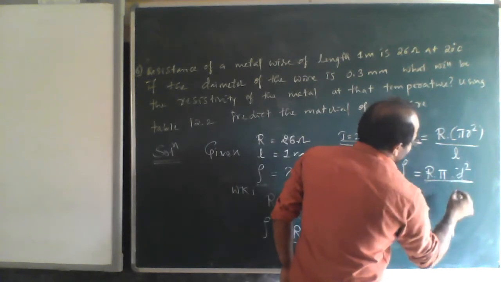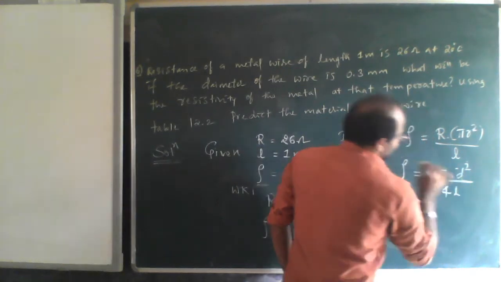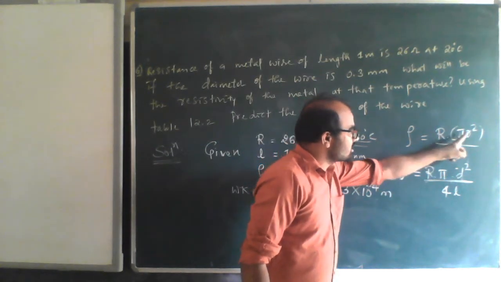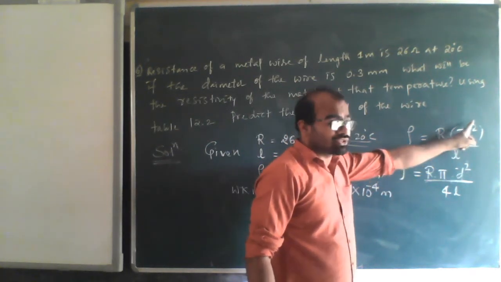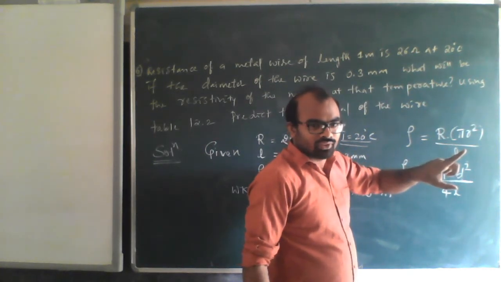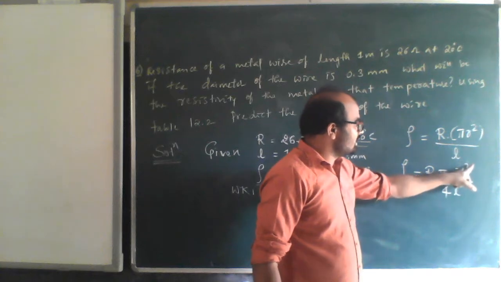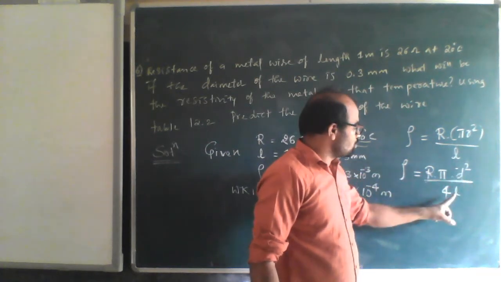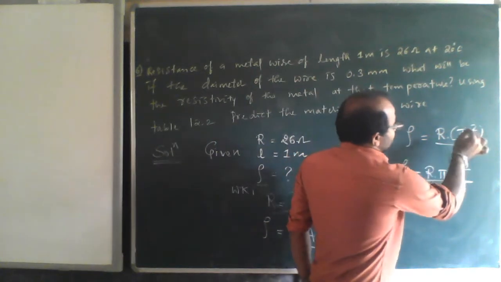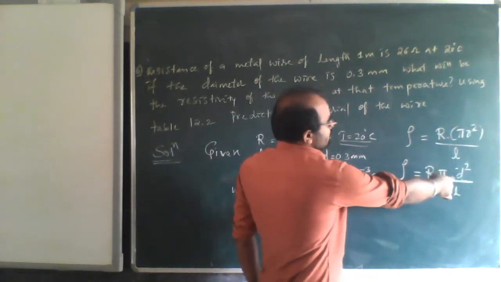So the 4 I will join with L. So 4L. I hope you are clear. R pi kept as it is, R square, small r square means D by 2 square. D by 2 square means D square divided by 2 square is 4. Here I will keep it as D by 2 square, that will become D square by 4.